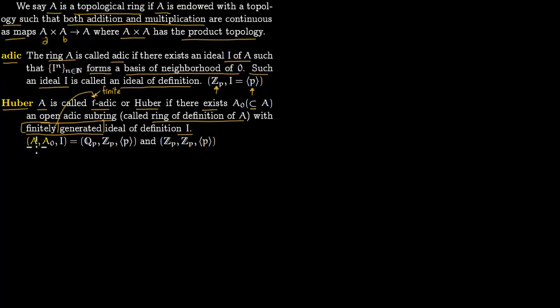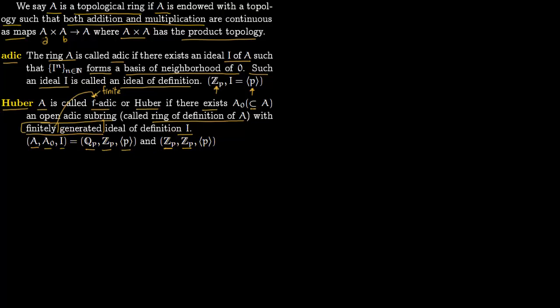So for example, you have three things, A, A0 and I. You have Q_p, Z_p, p. The p-adic rationals, your ring of definition is Z_p, and then you have p as the ideal of definition. Again, you could have just taken Z_p, and then this A0 would have been equal to A. So again, this triplet here is this triplet here.